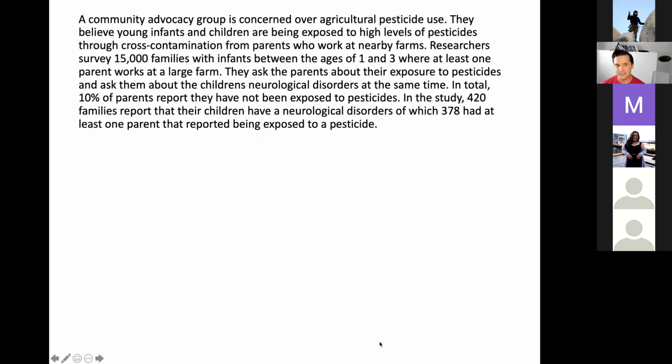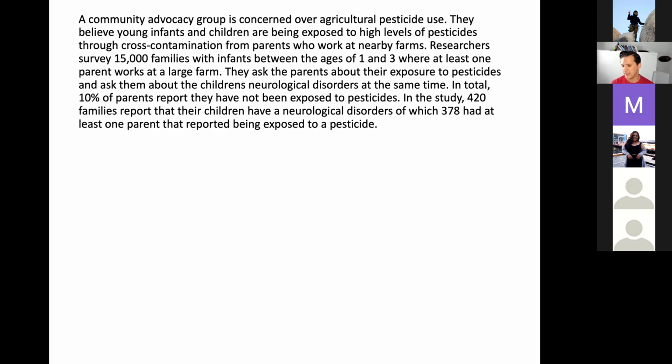All right, last sample problem, and this is to calculate an odds ratio. The scenario is a community advocacy group is concerned over agricultural pesticide use. They believe young infants and children are being exposed to high levels of pesticides through cross-contamination from parents who work at nearby farms. They survey 15,000 families with infants between the ages of 1 and 3, where at least one parent works at a large farm.